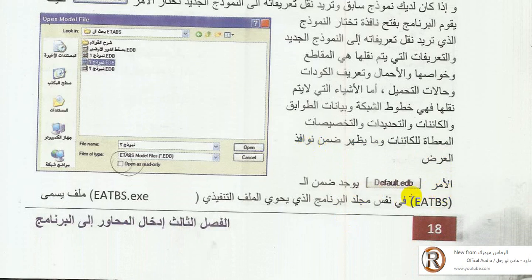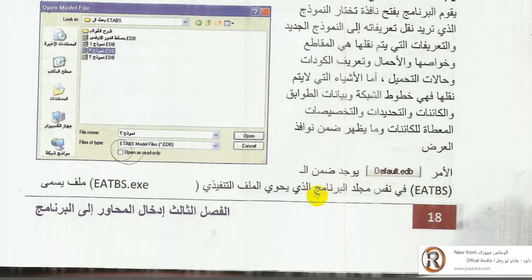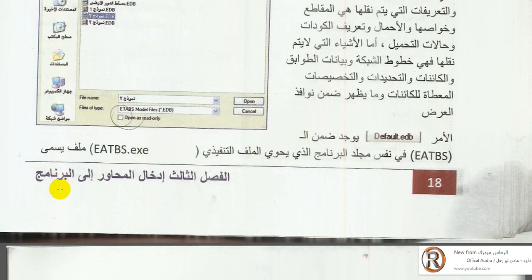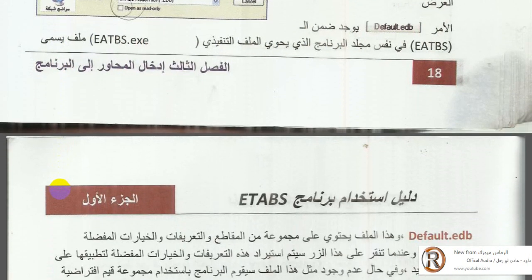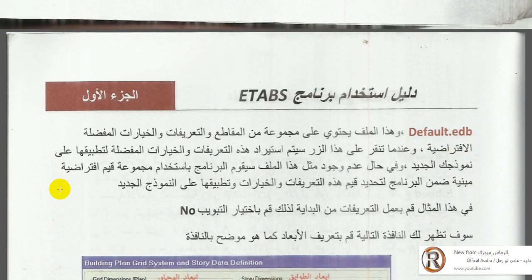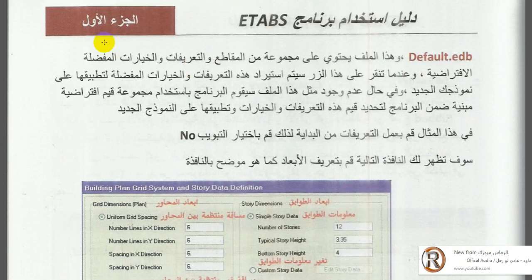The command Default EDP, as you can see, is included by the ETABS software in the same folder that contains the executable file, called default EDP. This file contains a set of cross-sectional components and identifications and the preferable options. Press the button and the entire identification and the preferable selections will be imported and applied in your whole new model.